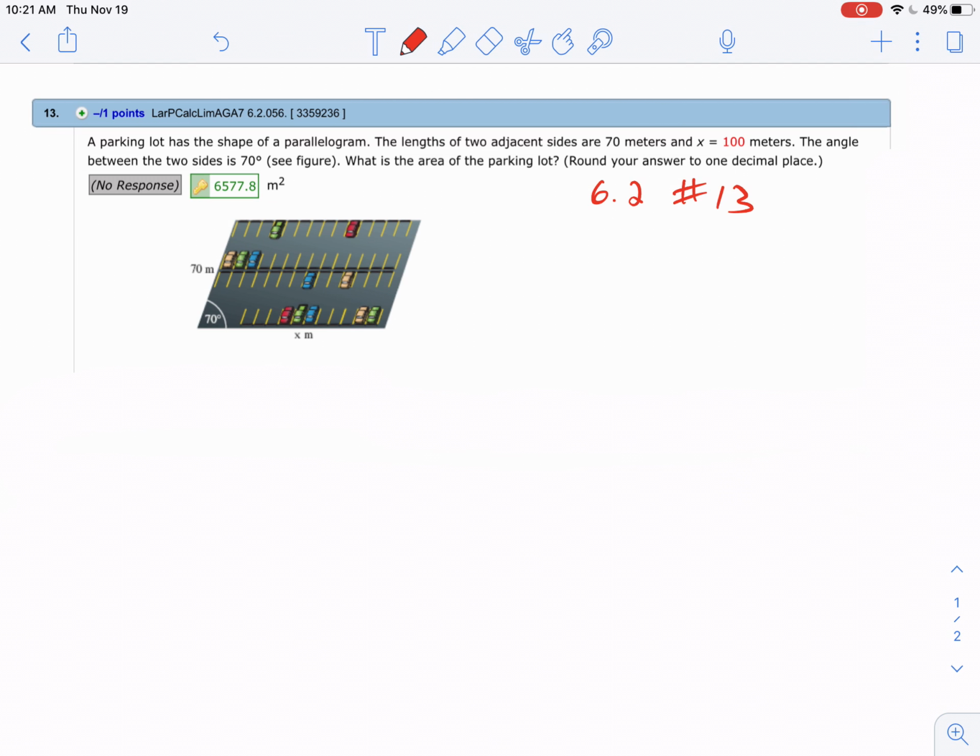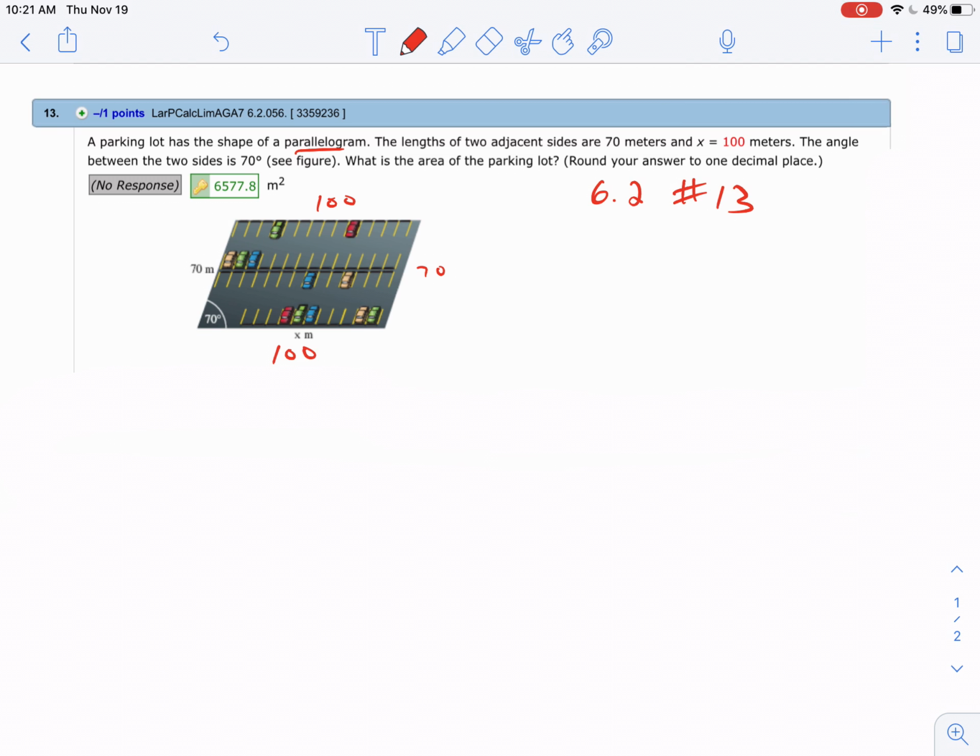Okay, so 6.2 is dealing with a parking lot that has the shape of a parallelogram. The lengths of the two adjacent sides are 70 and 100 meters. Adjacent meaning next to each other. So if that one's 70, that one's 100, then that means this is 70 and this is 100 as well, based on definitions of parallelograms. And then they tell you that the angle between the two sides is 70 degrees.